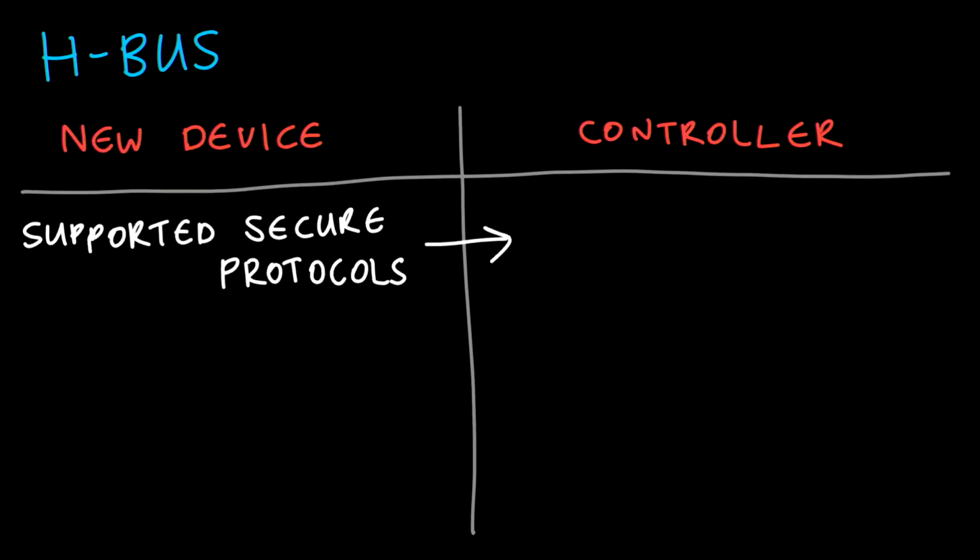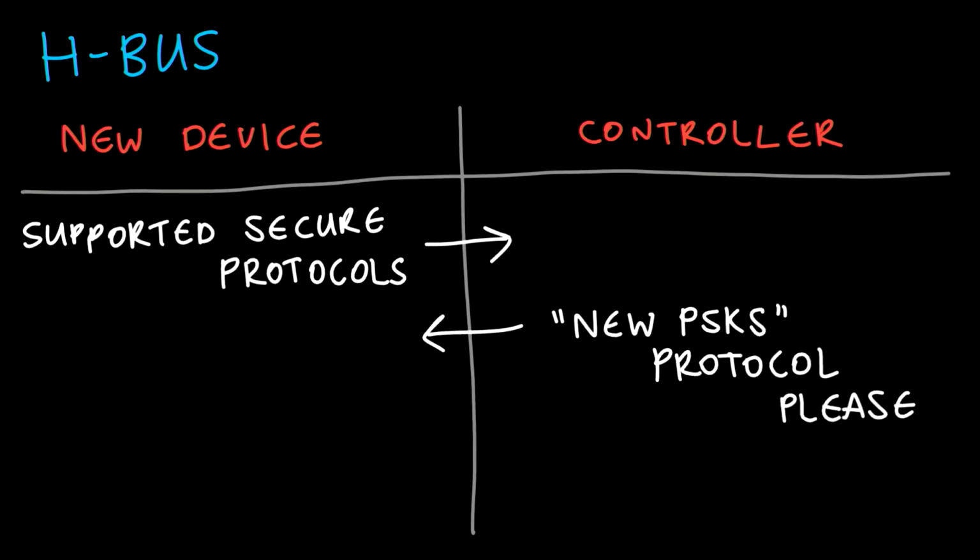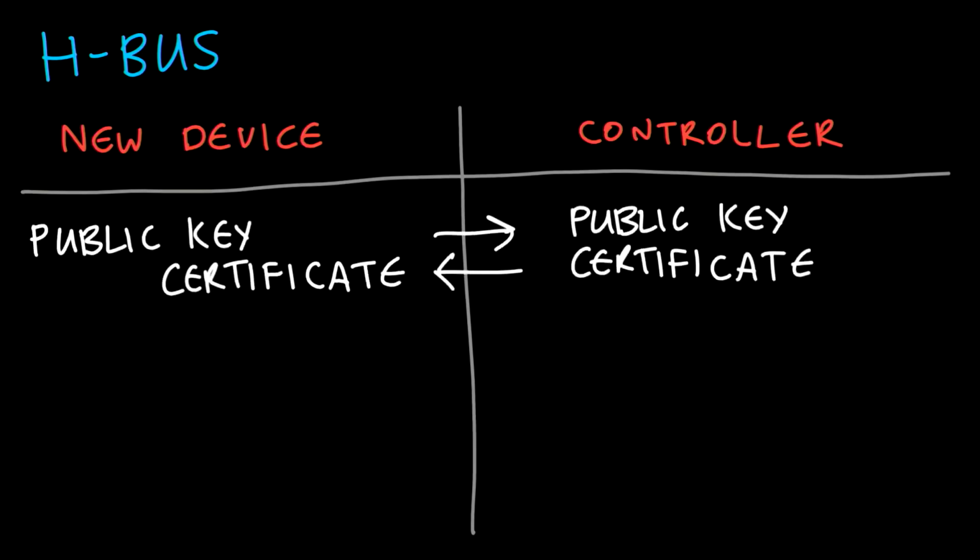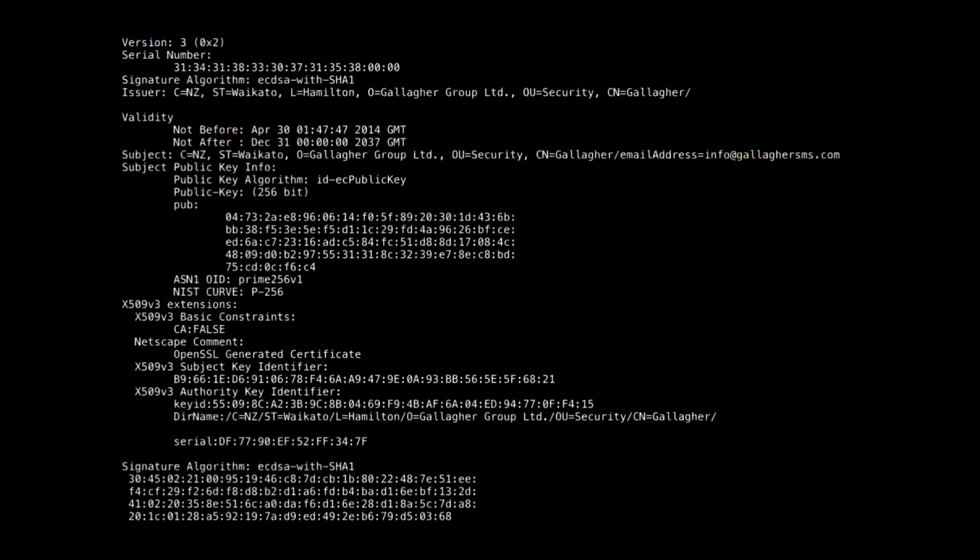Next thing is the new device says what protocols it supports. In this case, if it's new, the controller needs some new pre-shared keys, so it asks for that protocol. They exchange public key certs, so each device basically has a public key certificate. Nothing sensitive here, it's just public keys. These are all signed by Gallagher. You can see the serial number is actually the ASCII version of the serial number of this reader. This is a reader's device certificate, I believe. So there is an authoritative chain of trust between Gallagher and its devices.